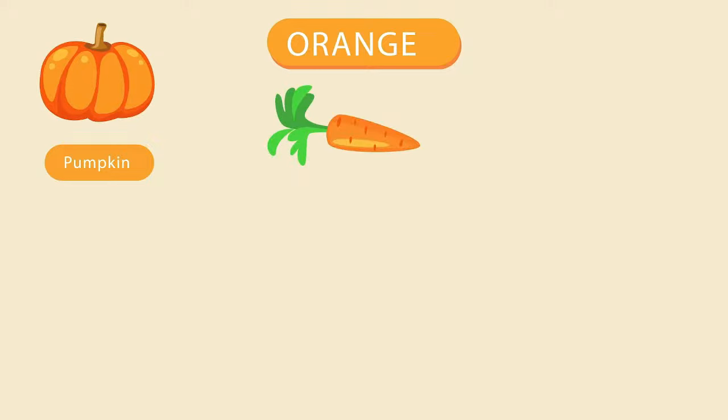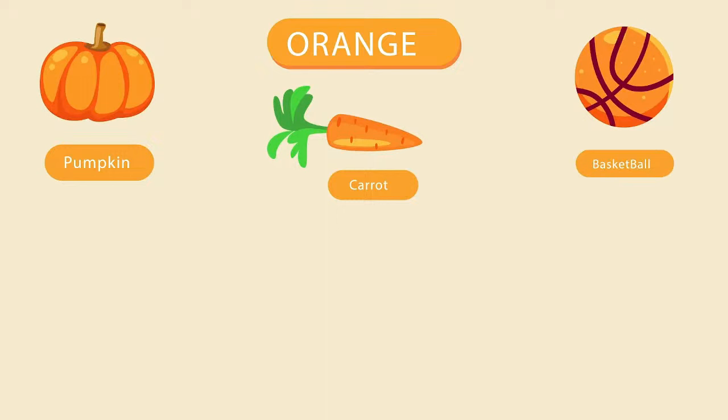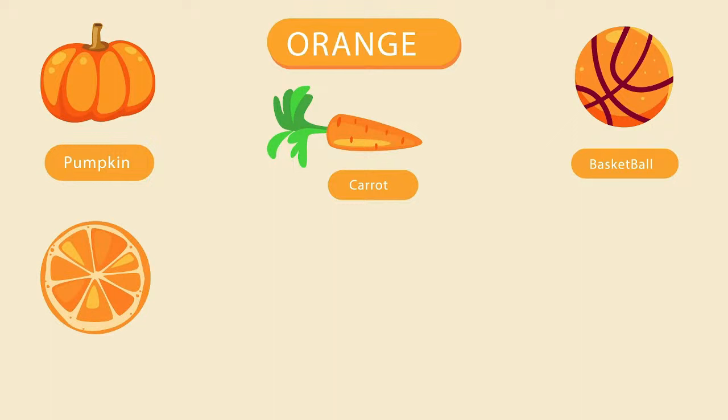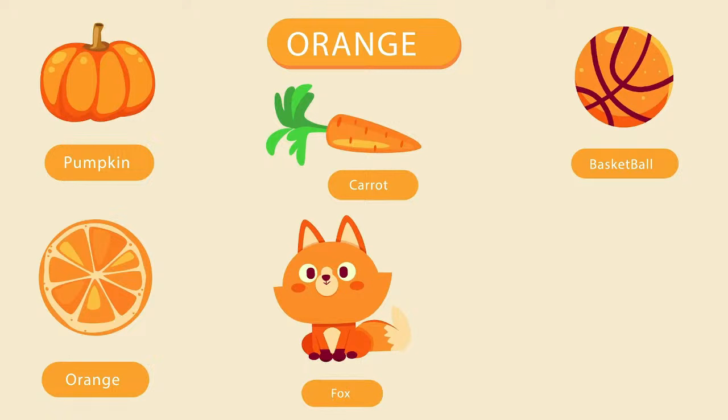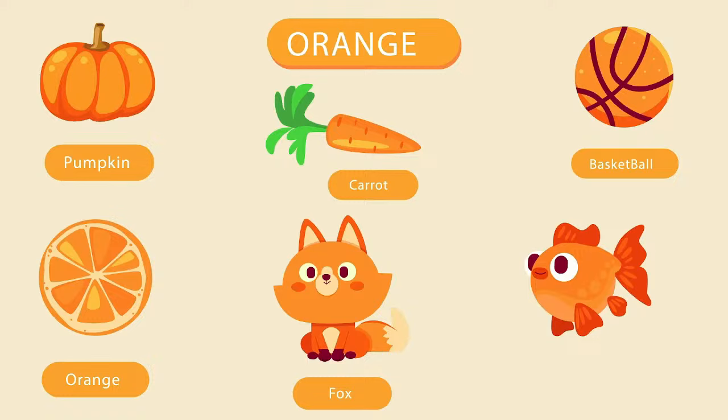Orange, pumpkin. Orange, carrot. Orange, basketball. Orange, fox. Orange, goldfish.